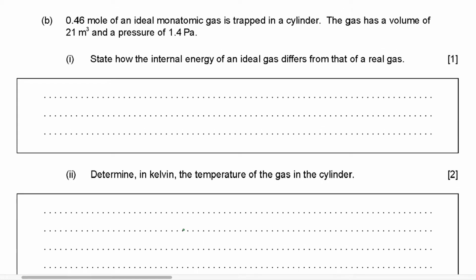0.46 mole of an ideal monoatomic gas is trapped in a cylinder. The gas has a volume of 21 meter cubed and a pressure of 1.6 Pa. State how the internal energy of the ideal gas differs from that of the real gas.